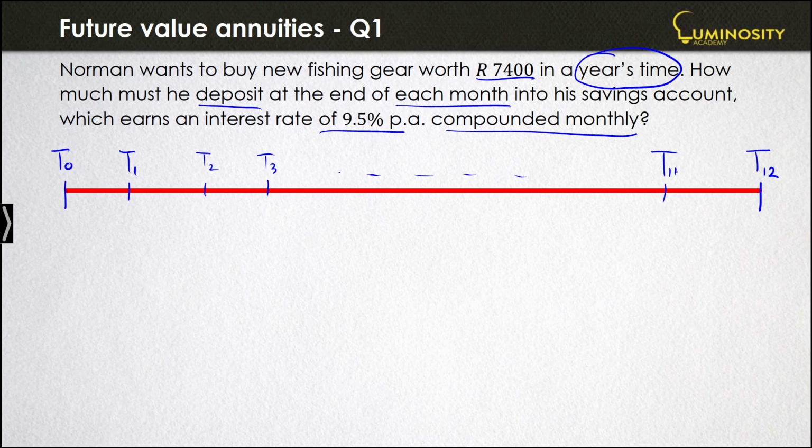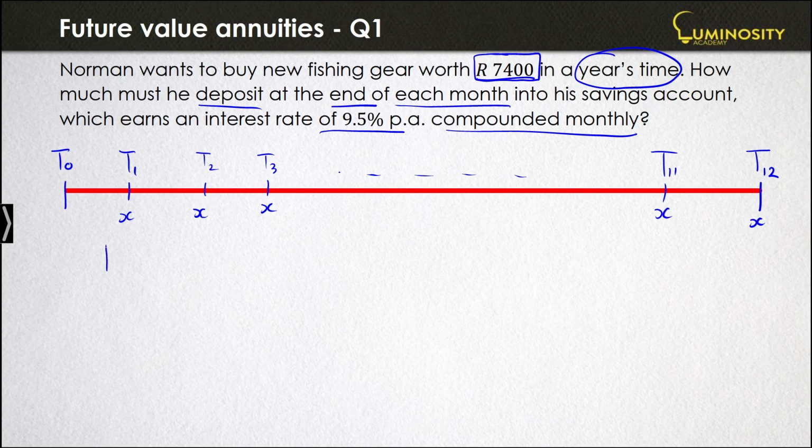Okay, and now where do I start depositing? At the end of each month. So Norman will first deposit a certain amount X at the end of the first month, then he'll do it at the end of the second month, the end of the third month, all the way up to the end of the 11th month, and the end of the 12th month. We want to figure out how much Norman should be putting in, that X value each month, so that he ends up in the future with 7,400 Rand in a year's time, based off that interest rate.